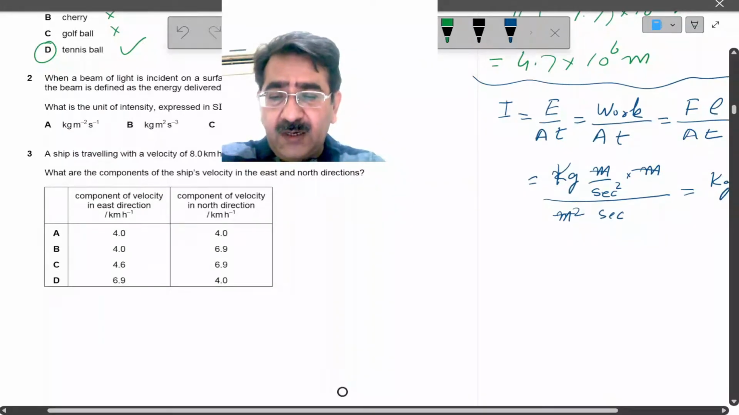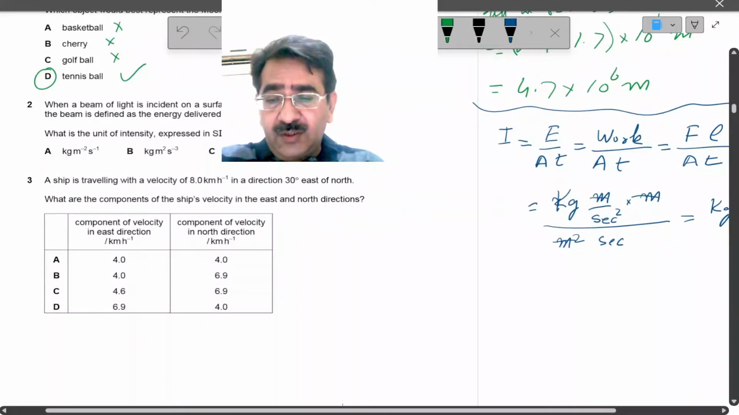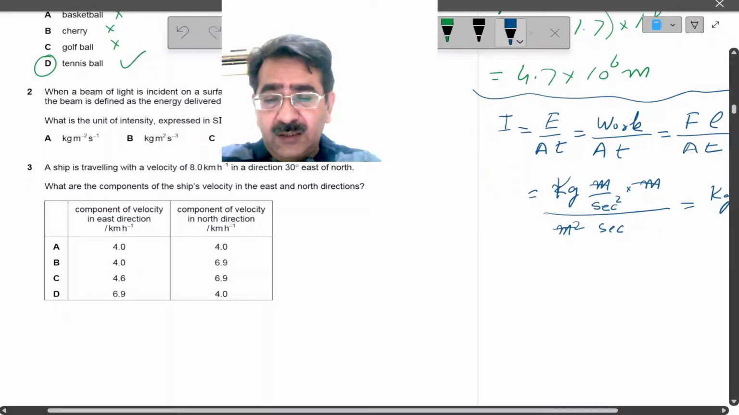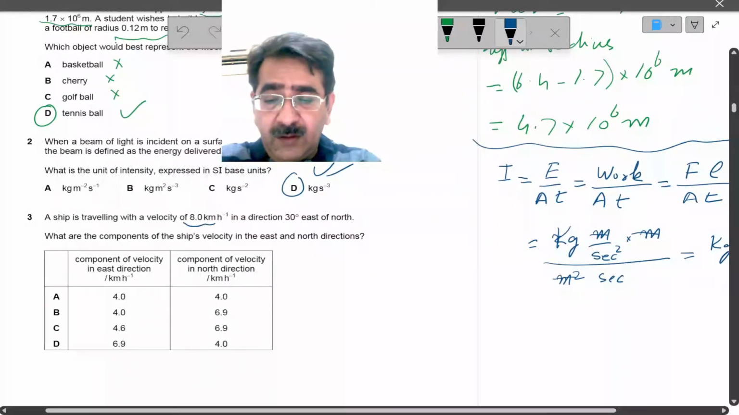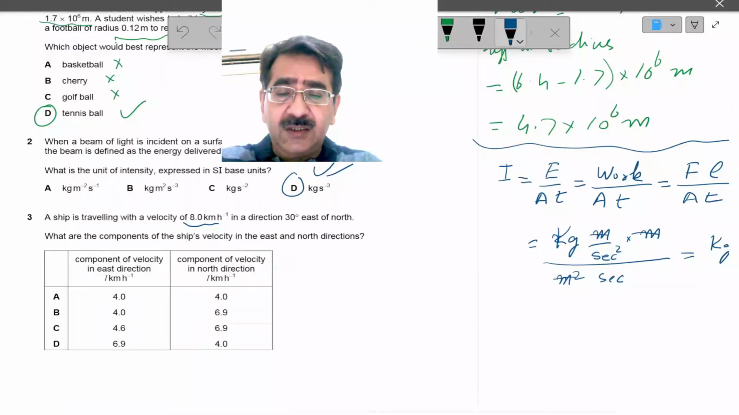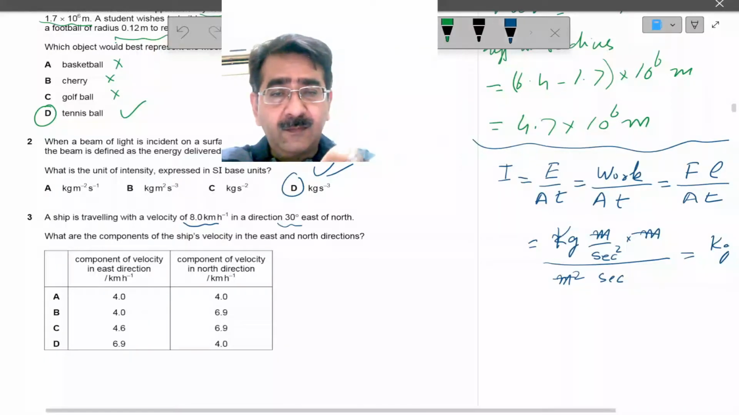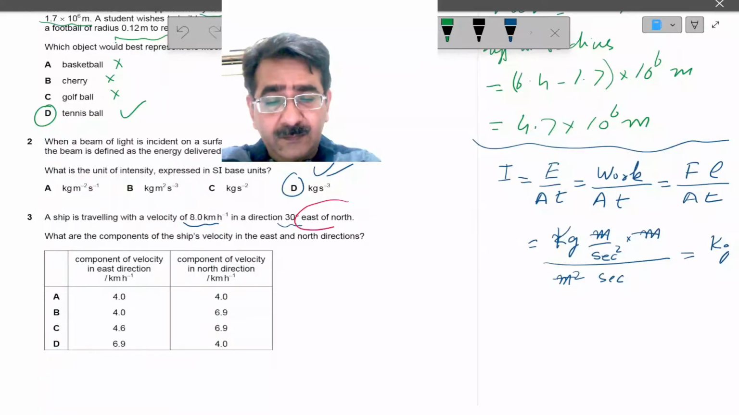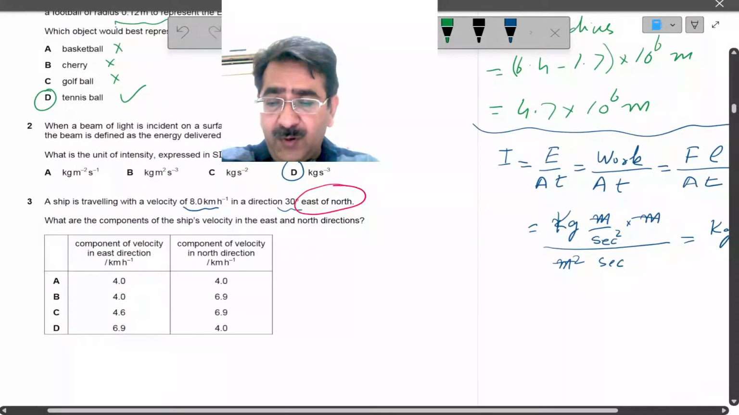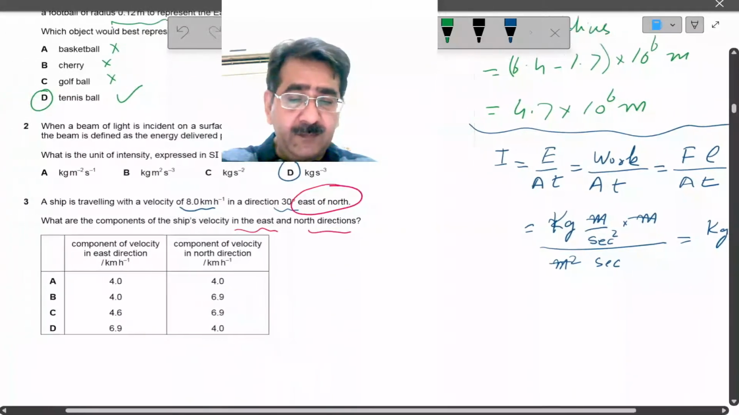Next, the third question: a ship is traveling with a velocity of 8 kilometer per hour. The direction is 30 degrees east of north. What are the components of the ship's velocity in the east and north directions?